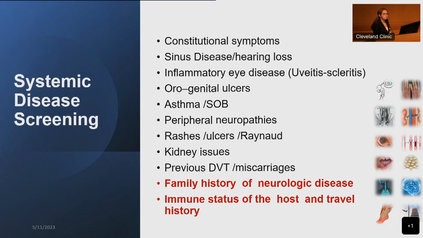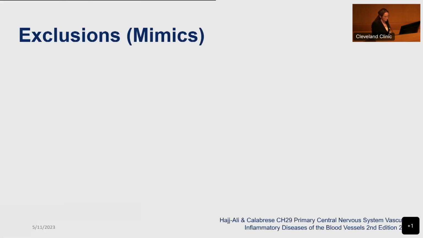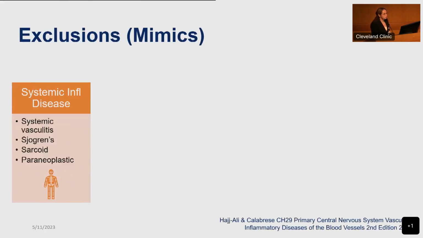Another thing that I remind myself all the time is to ask about exposures, recent travel, and immune status of the host, to really tailor my approach to whether I want to focus more on infection. I may not check cysticercosis on every single patient, but if a patient has recurrent travel to an endemic area, I may include that in my workup. So it takes a multidisciplinary approach to look at mimics and exclusion of the disease.